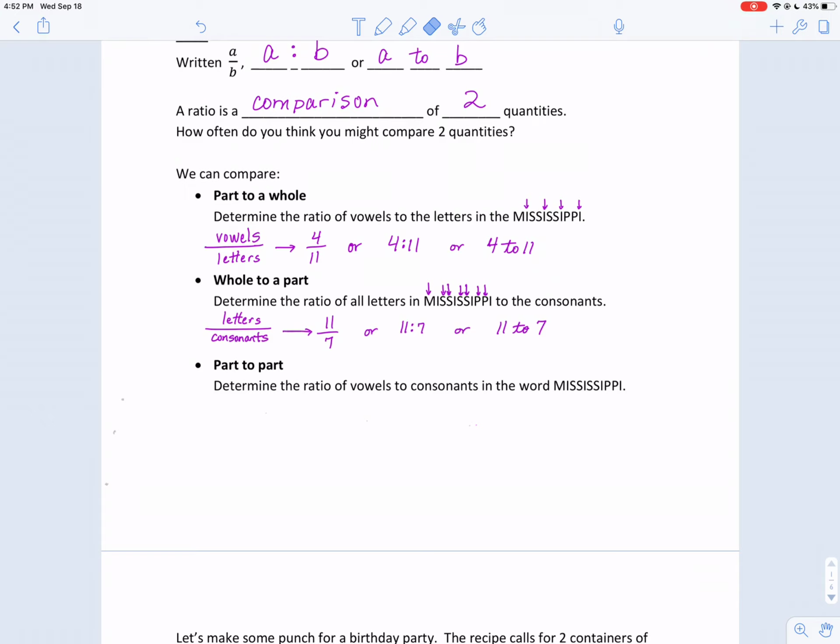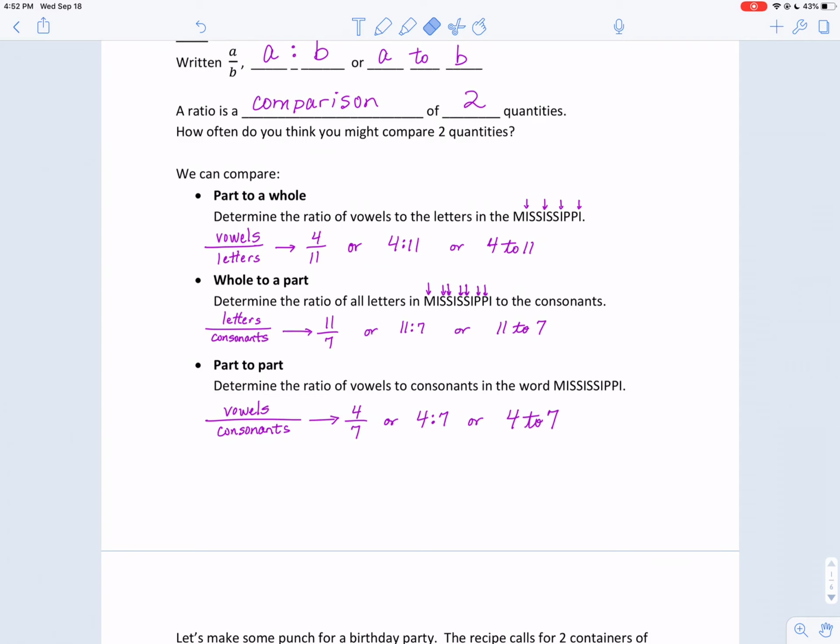And finally, part to part. So now we'll determine the ratio of vowels to consonants. So remember that the vowels would go on top and then the consonants. We had 4 vowels and 7 consonants. Of course, you could write that 2 other ways.